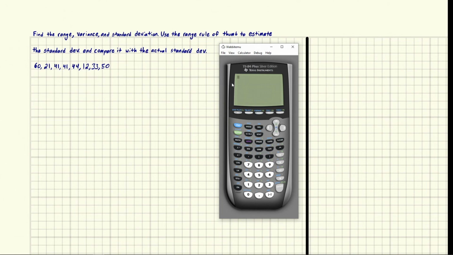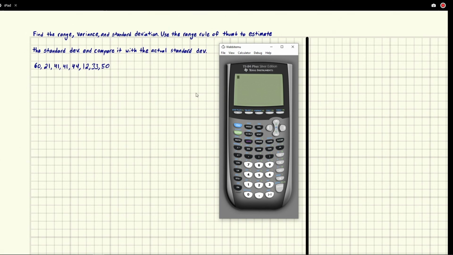Eric Burgess here, and we've been asked to find the range, variance, and standard deviation, and to use the range rule of thumb to estimate the standard deviation and compare it with the actual standard deviation. And then we're given some numbers here. So this is just some data. It could represent any number of things, average number of hot dogs sold on a particular day, so on and so forth. It's just data. And they want us to do these computations for these statistics using the data.